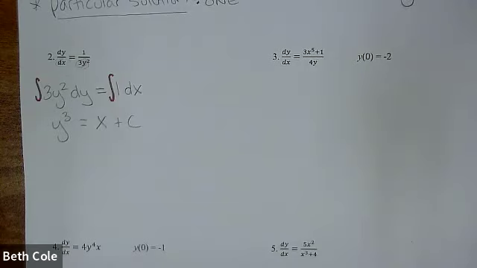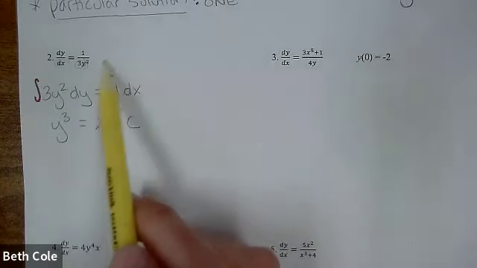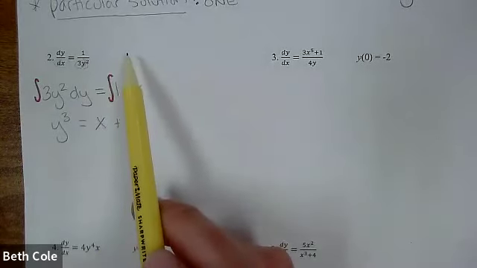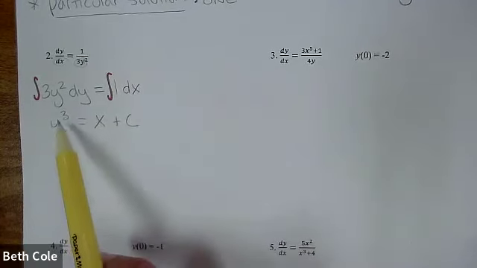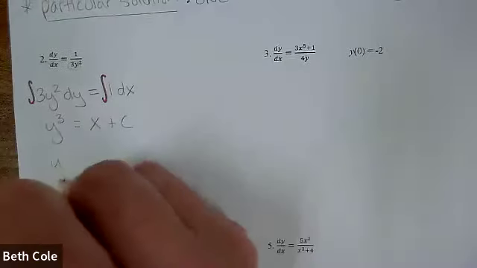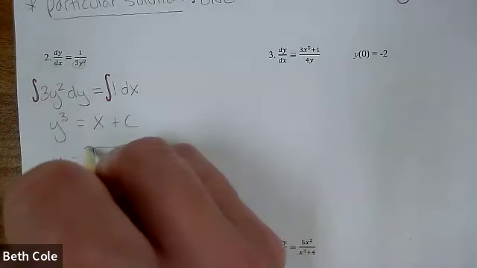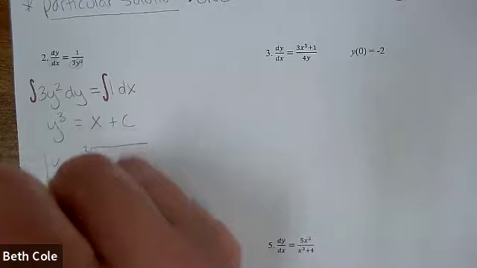Now, step 4 is if you have an initial condition. Do you see an initial condition written here? No. So just skip that. And we're going to solve for y. How do you undo a cubed? Cube root. So it is cube root of x plus c.